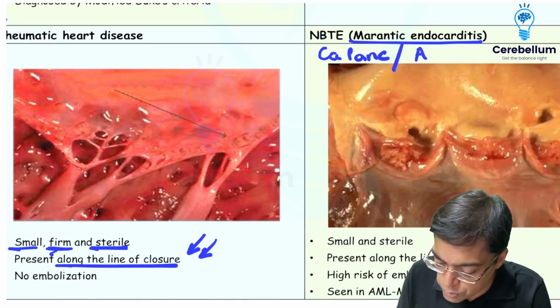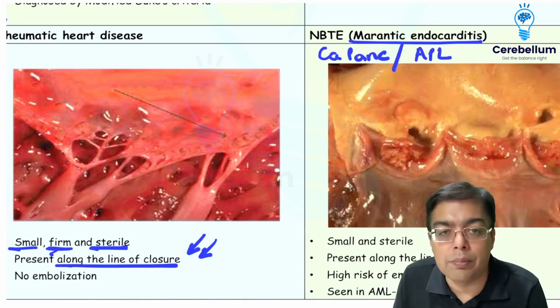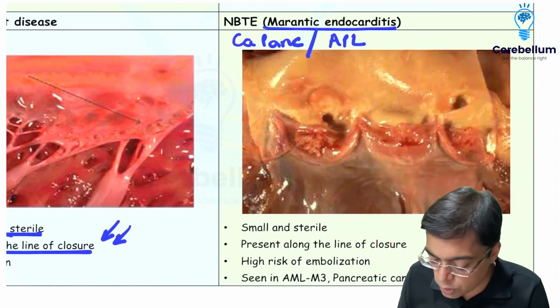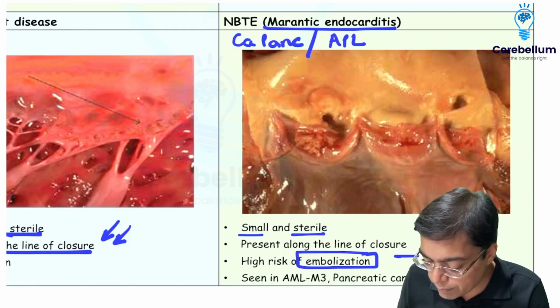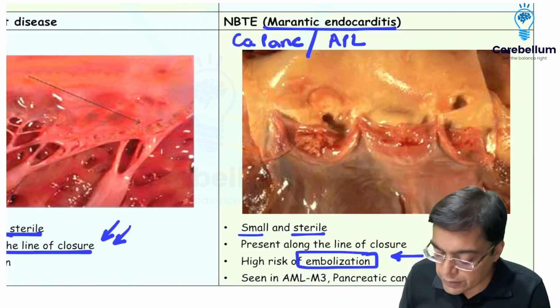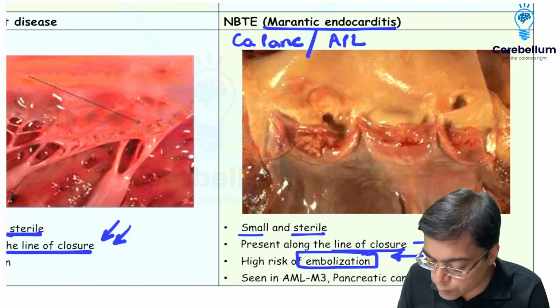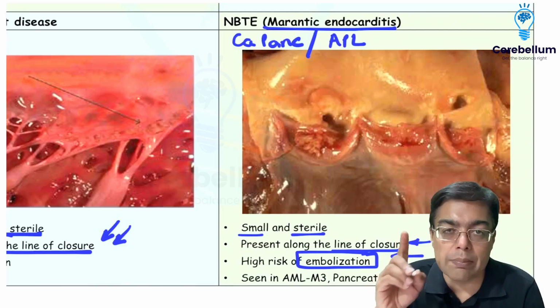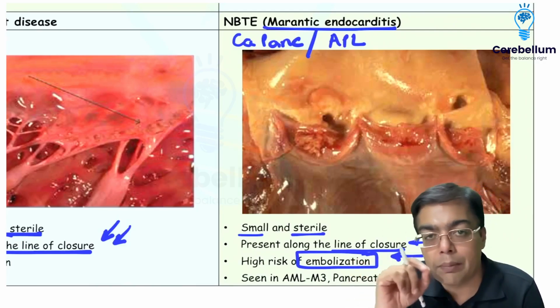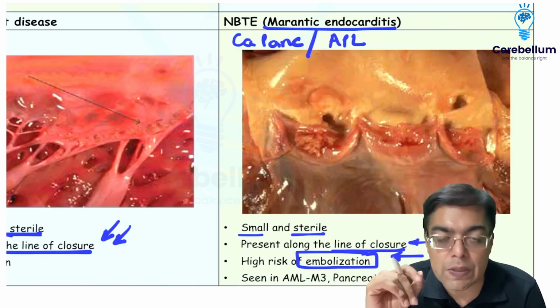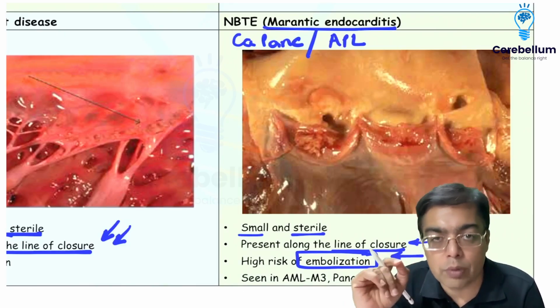It can be seen in a patient who is suffering from acute promyelocytic leukemia. Such vegetations are also small and sterile, but they have a higher risk of embolization. These vegetations are also present along the line of closure. So, marantic endocarditis, remember the risk factors, pancreatic cancer and acute promyelocytic leukemia. And remember that they have quite similar properties to rheumatic fever vegetations, but they have a higher degree of embolization.